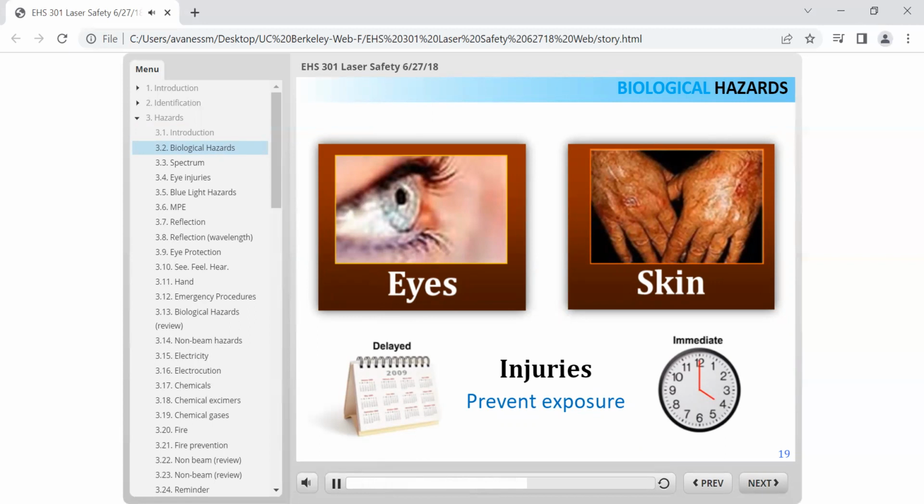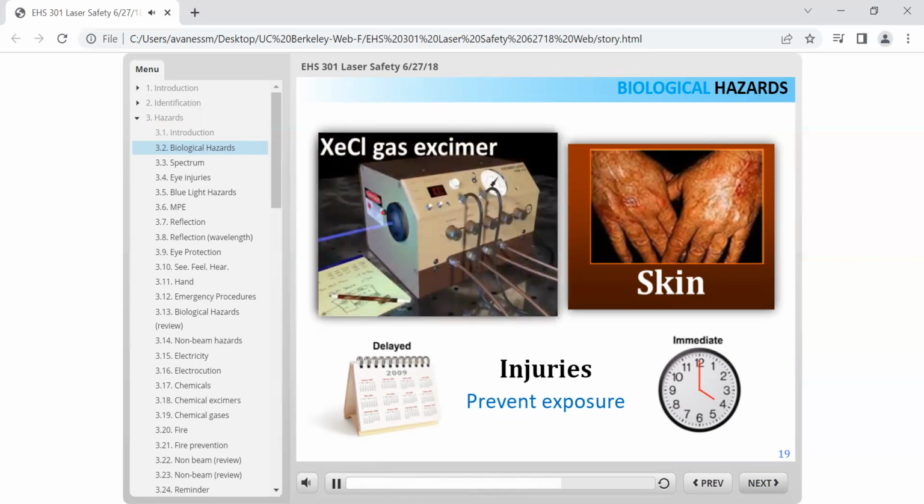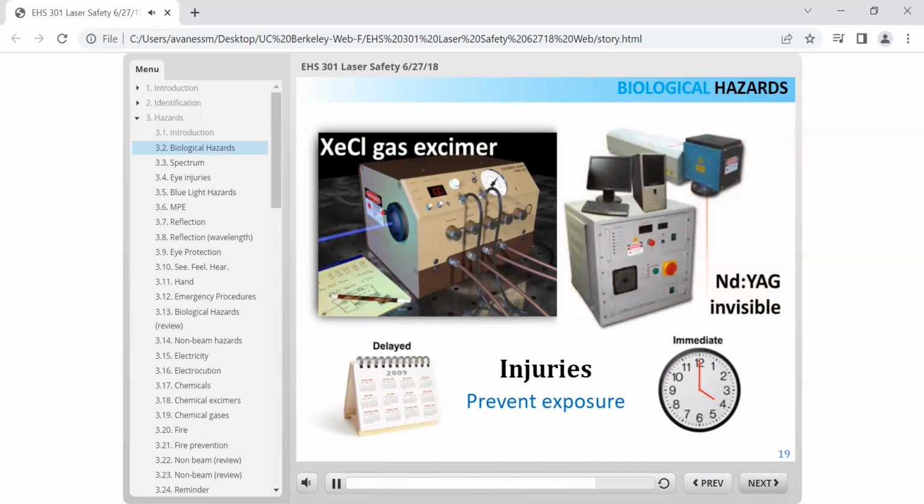Examples of two very dangerous lasers include the xenon monochloride gas excimer, which causes cataracts in the eyes, and the neodymium YAG laser, which causes most skin injuries. Become familiar with the most common types of exposure so that you can help prevent injury.